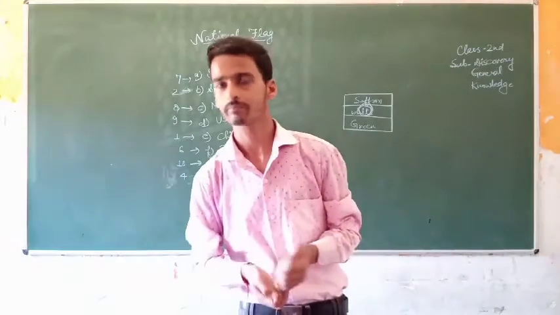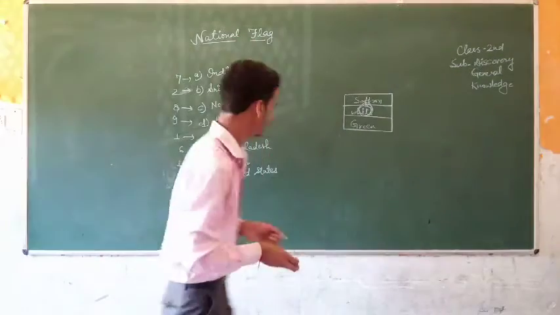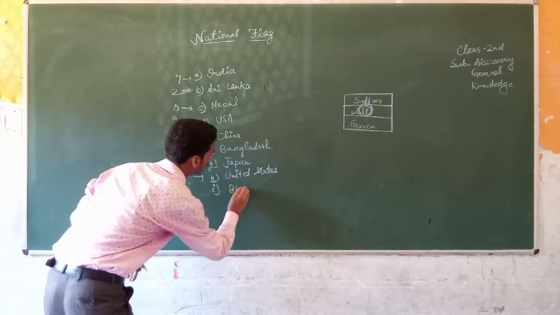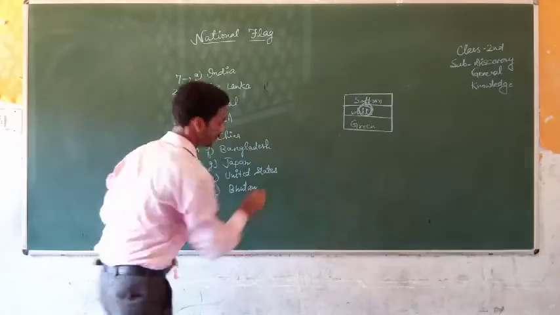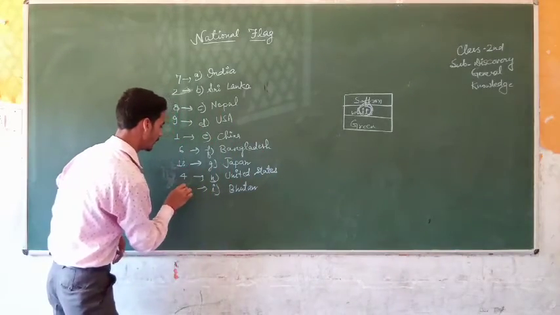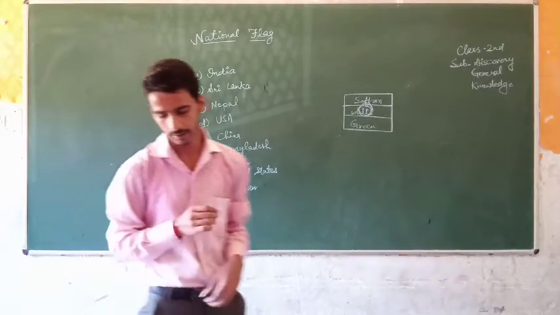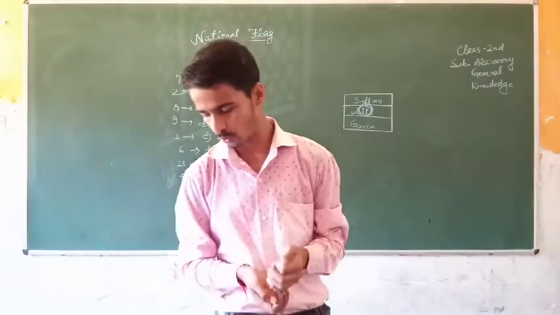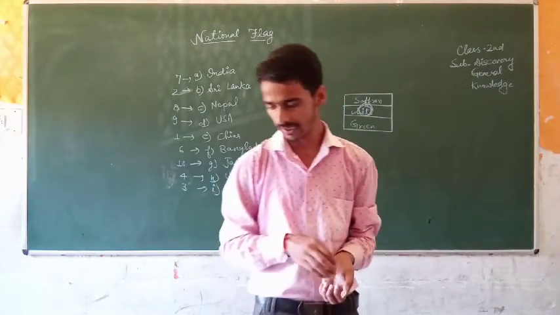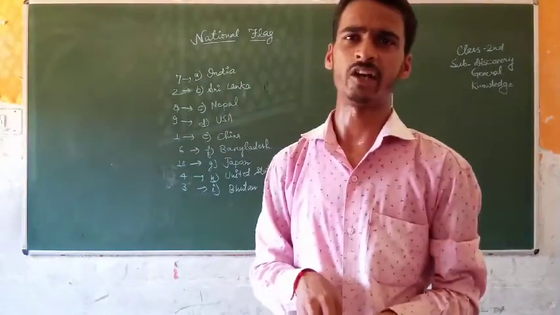Next on I there is Bhutan, and Bhutan's flag is on 3rd number. The national flag of Bhutan is one of the national symbols of Bhutan. The flag features a dragon from Bhutanese mythology.